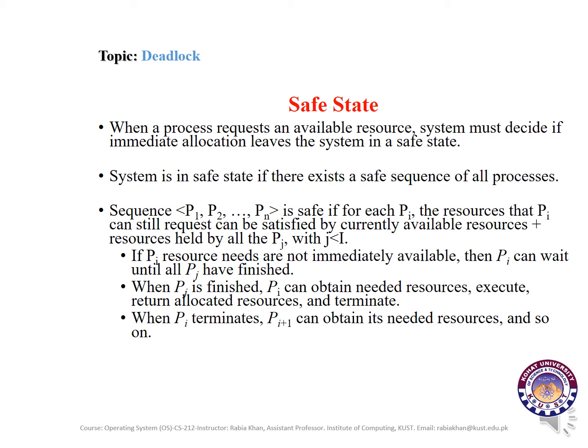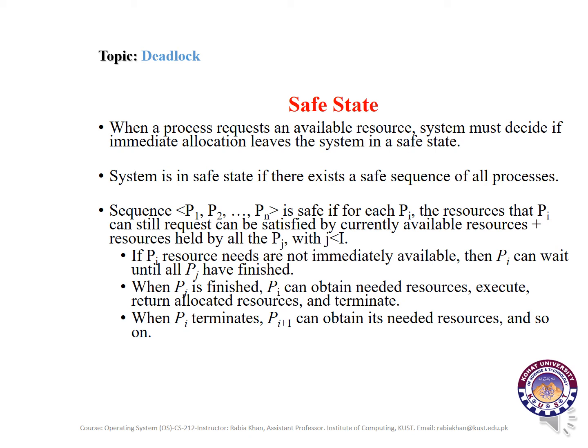When a process requests a resource, the operating system first analyzes if the immediate allocation of the resource to the process will leave the system in a safe or unsafe state. If it is a safe state, the resource is allocated. But if it is an unsafe state, the request is not granted.